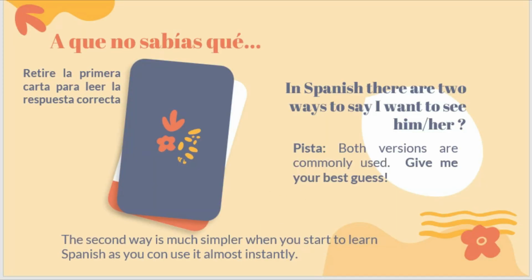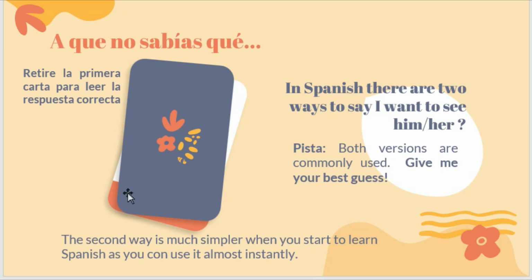¿A que no sabías que? I bet you didn't know this. In Spanish, there are two ways to say I want to see him or see her. And here's a hint, or pista. Both versions are common use. Give me your best guess. Another thing, the second way is much simpler when you start to learn Spanish, as you can use it almost instantly. So, can you tell me what are those two ways to say I want to see her or him?